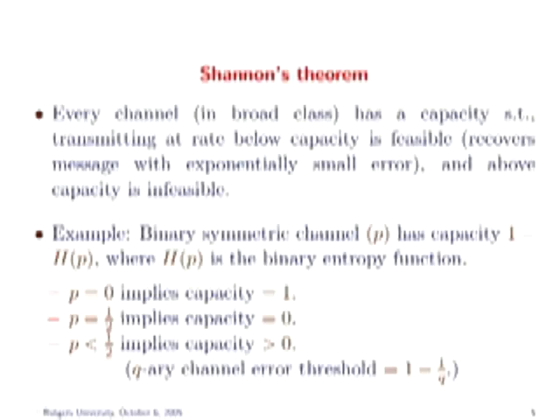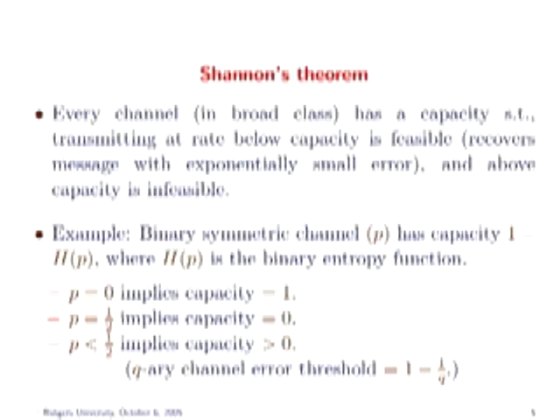The entropy function of P is a function which I haven't formally defined here. Let me just tell you what the implications of this result are for some very interesting choices of P. If P equals zero, what does that mean? Every bit that you transmit is communicated faithfully. We know that these things don't exist in practice, but mathematically we can define them. And of course, over here there is nothing to do. You just transmit bits as they are. So the capacity is 1.